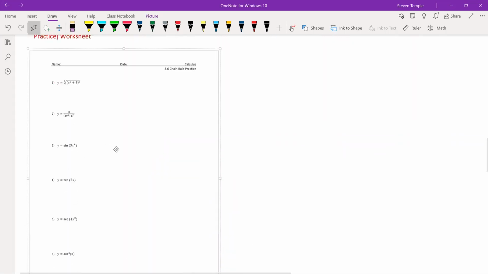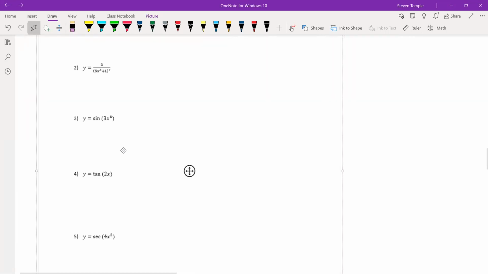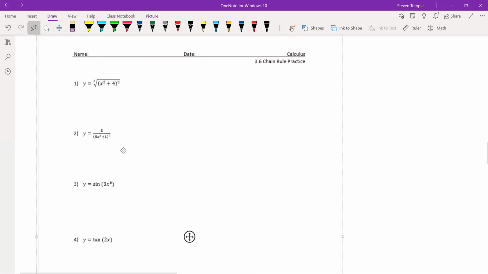I'm going to just take a look at this. What I'm going to do is give you some helpful hints and then challenge you guys to do these problems. I actually want to see if you're doing them right before you move on. Sometimes, in the back part of this worksheet, you have to take the chain rule twice. We haven't learned that yet. I'll get to that. I just want to see if you guys get some practice under your belt.